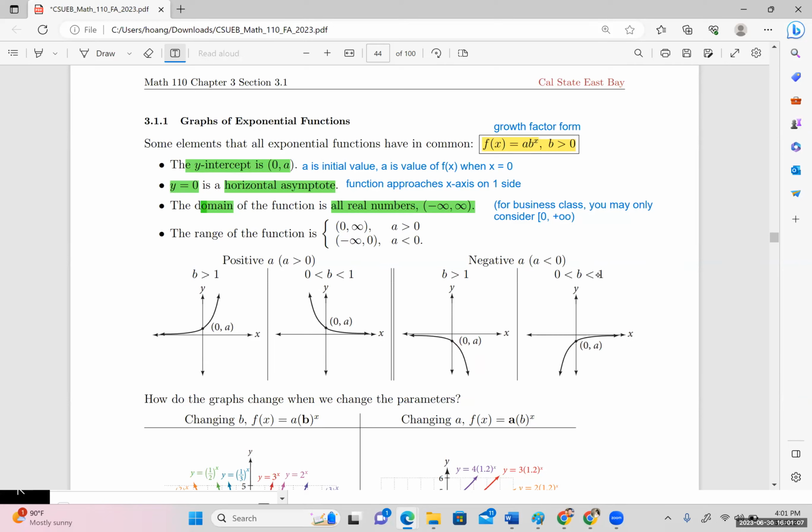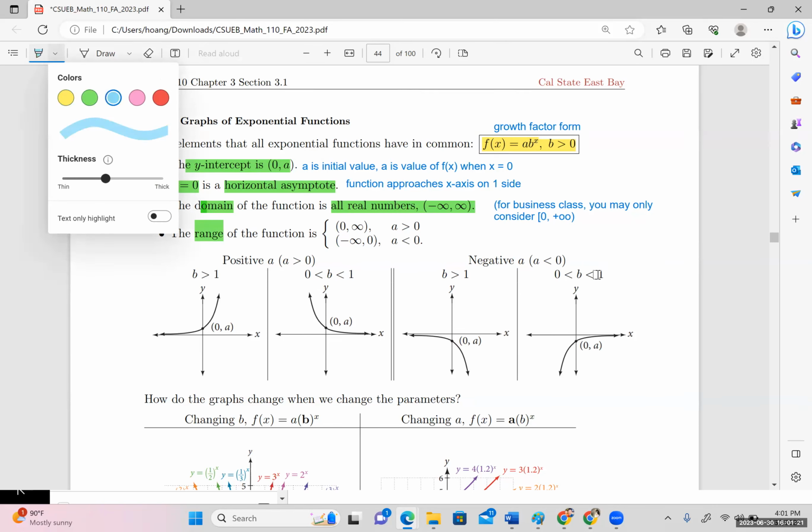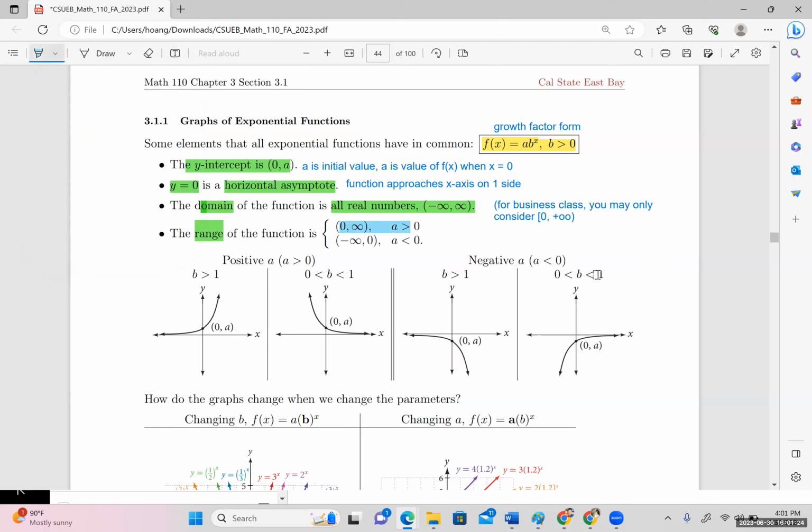Then we have the range. Okay, so the range of the function will have two cases. It could be between 0 and infinity when a is greater than 0, where the initial amount is greater than 0. If you have a less than 0, the range will be from negative infinity to 0.